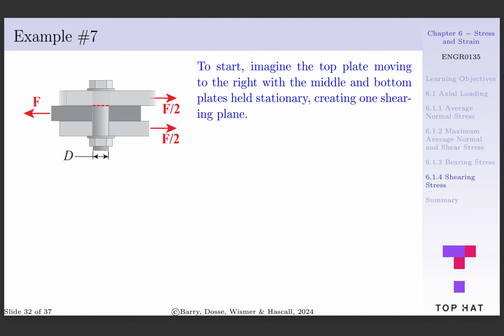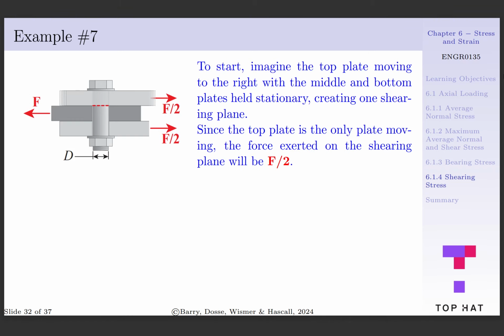One way is to imagine the top plate is moving to the right and the other two plates are being held stationary. In this situation, we're interested in the first shearing plane, shown by the red dashed line. Since the top plate is the only one moving, the force exerted on the shearing plane will be F per 2. The area the shearing is occurring at will be the cross-sectional area of the bolt, which is equal to pi d squared per 4.